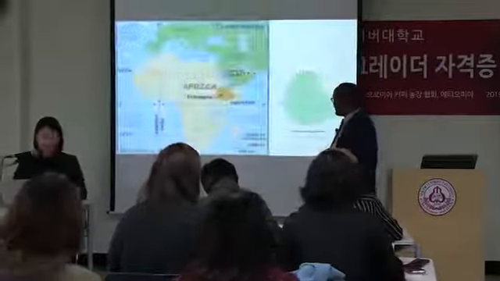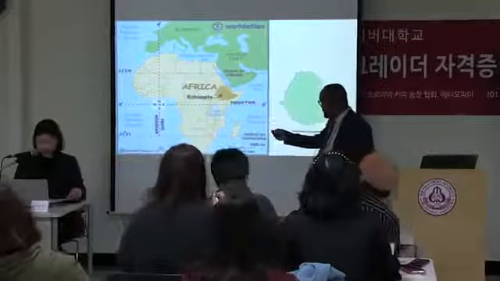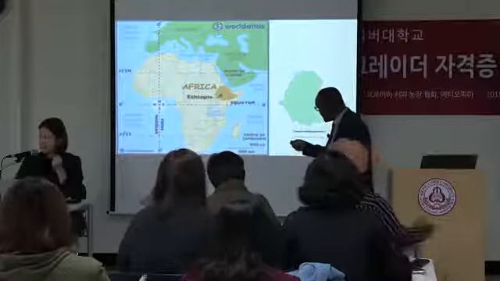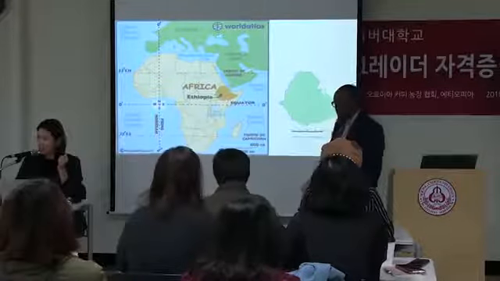Yeah. This is the African continent. This whole thing is the African continent. Ethiopia is located in the Horn of Africa, East Africa.